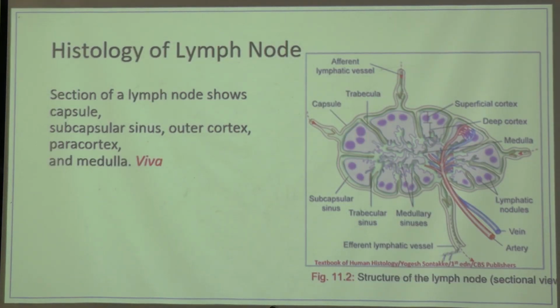This picture, I've gone back to the previous slide. Now you see the trabeculae. You can see the deep cortex. This is superficial cortex, and this is the medulla. The medullary sinuses. This is sinuses. Trabecular sinuses. Subcapsular sinus. This is subcapsular sinus, and this is the vein and artery. So, efferent lymphatic vessels. This goes out, and this goes in.